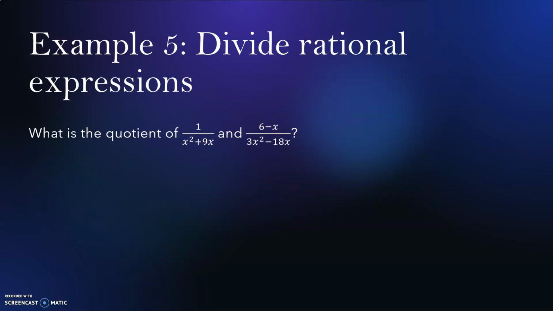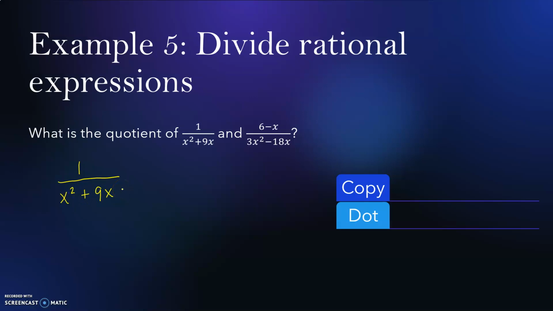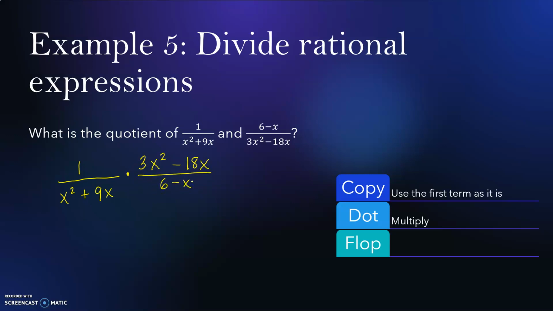All right, so if you're going to divide rational expressions, what we just did is really good practice for it. The first thing you do is copy. I'm trying to find a quotient, so I'm going to copy my first term down, and then I'm going to multiply by the reciprocal of the second term. Some middle school teachers say copy dot flop. The copy is writing down the first term as is, the dot is multiplying, and then the flop is using the reciprocal of the divisor. So what we're dividing by, we use the reciprocal.